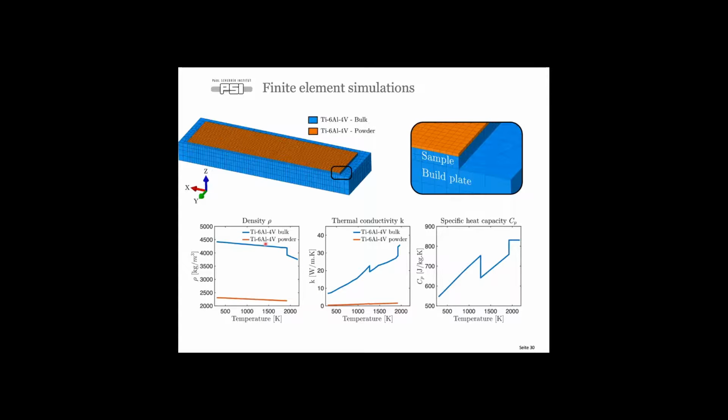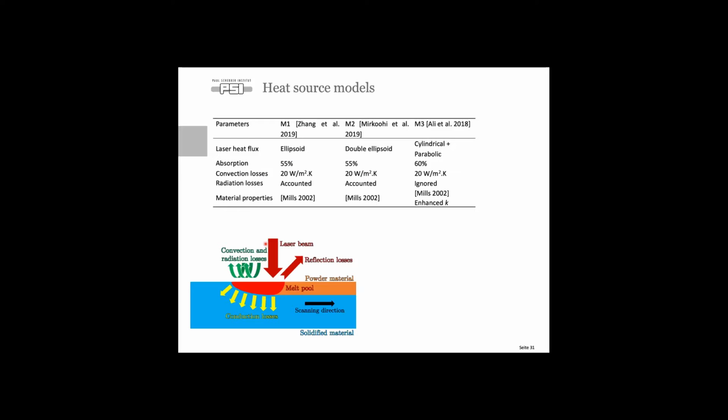And so we have then different parameters used for the powder and for the bulk, the usual ones as can be found in literature. And then we have used different heat source models. So basically those models represent the interaction of the laser beam with our material. And so for Ti64, we found these following three models from the literature. One of the main differences is the geometry of the heat sources, and whether or not radiation losses are taken into account.